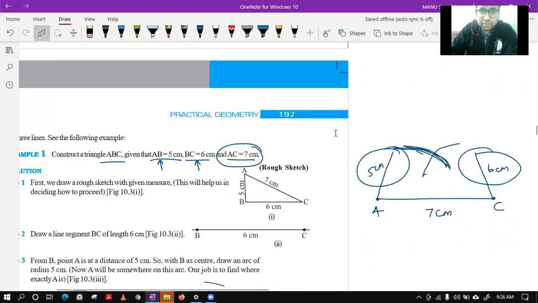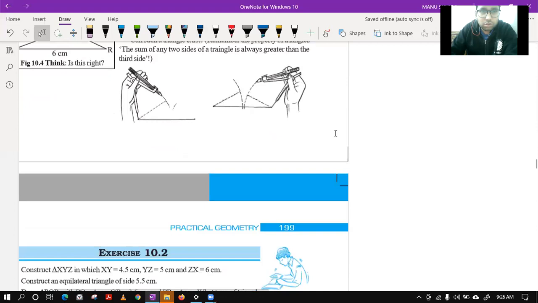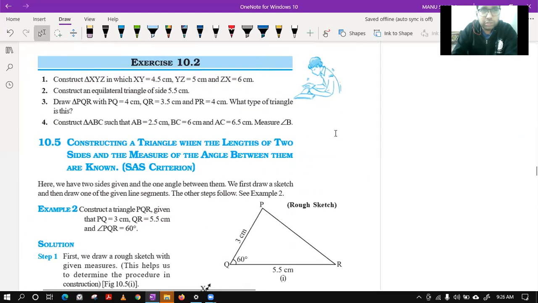So let's see the first example. Let's start with the question only.